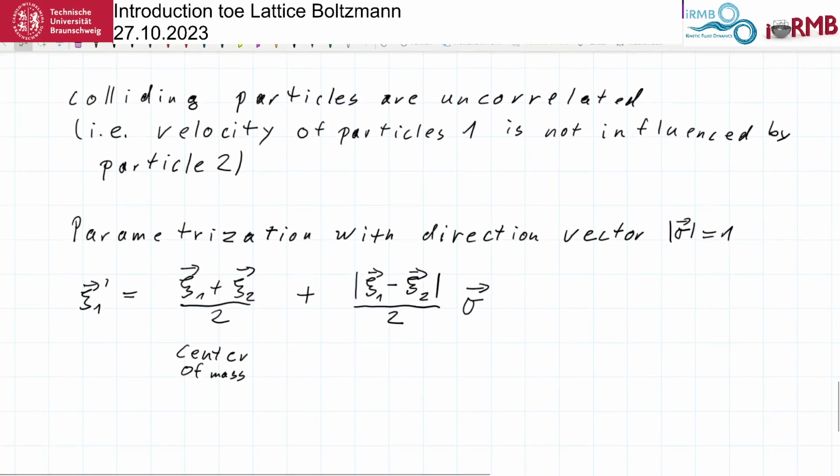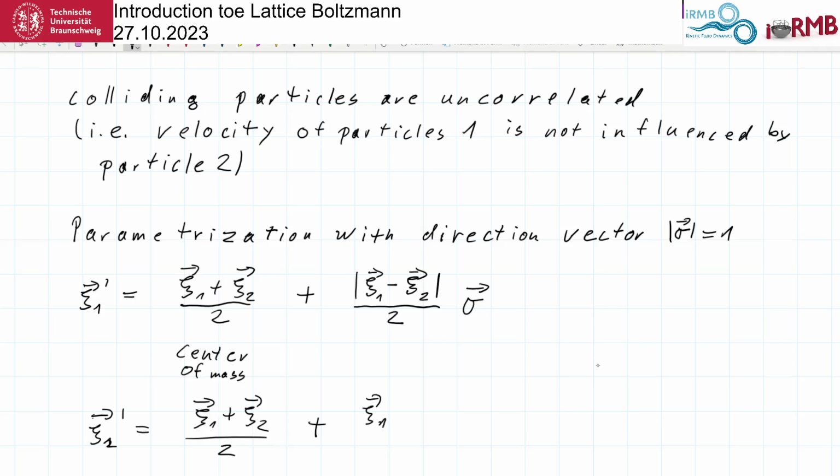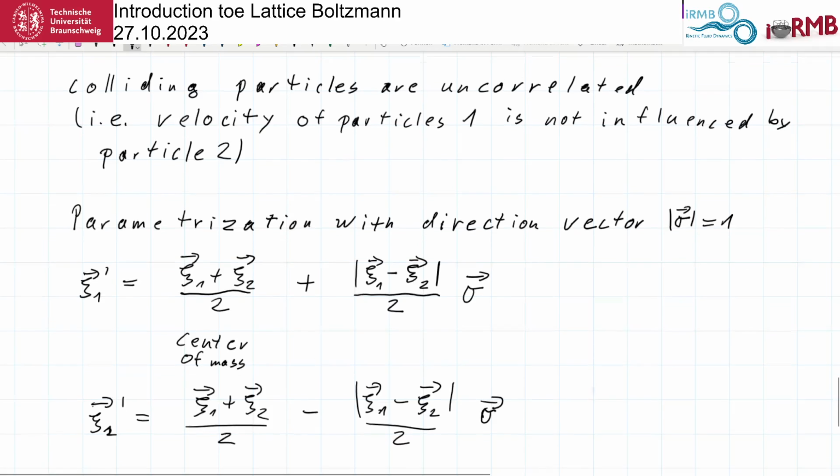So the particle goes in this direction, and the other particle that was involved in the collision, the particle that was at velocity 2, of course takes the same center of mass, and in the non-center of mass direction, it just goes in the opposite direction. So I've miswritten this again. This must be minus, obviously, right? So now the two of them are just going in opposite directions. Okay, so this is what always happens.